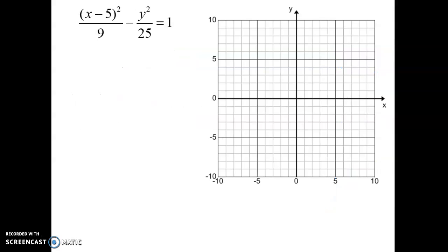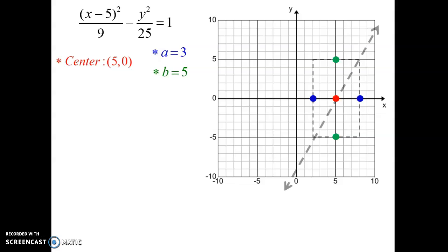H comma k is 5 comma 0 for your center. So we put our dot down. Your a value, a squared is 9, so your a value is going to be 3. This time, because the a value is underneath the x term, it's going to go left and right by 3. All right. B value is going to be 5. Since it's underneath the y, it's going to go up and down by 5. We draw our box. We then draw our diagonal lines through the corners of the box.